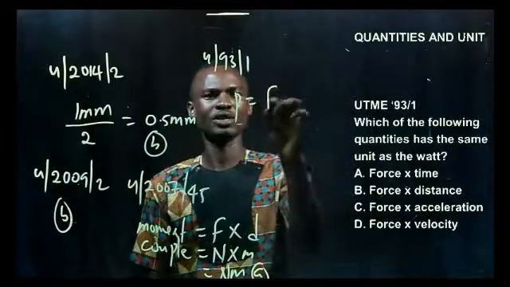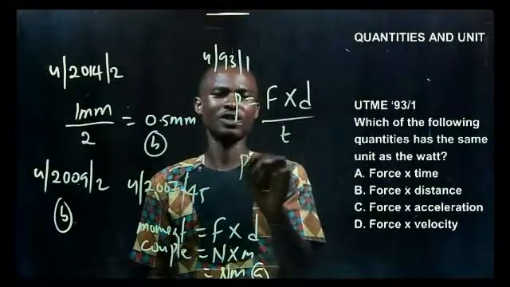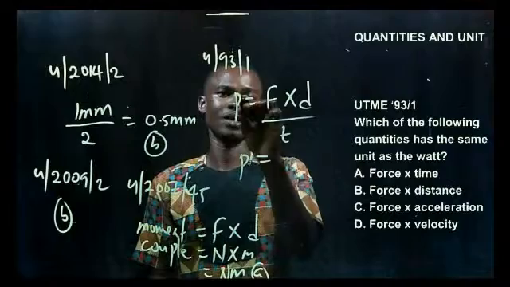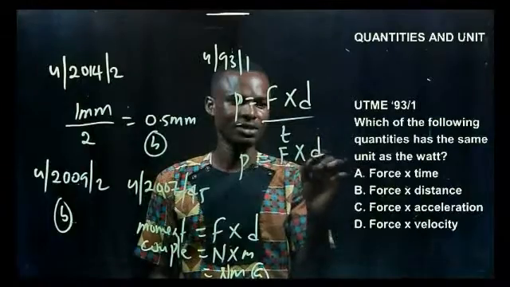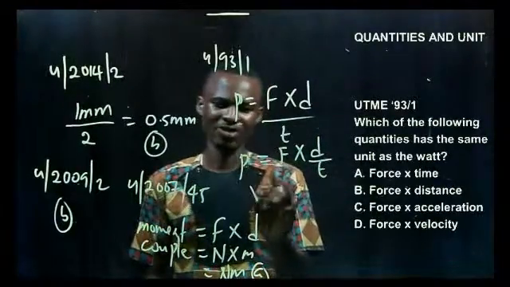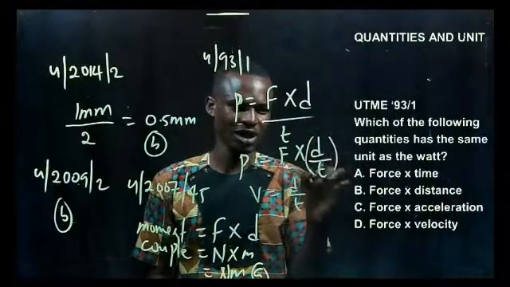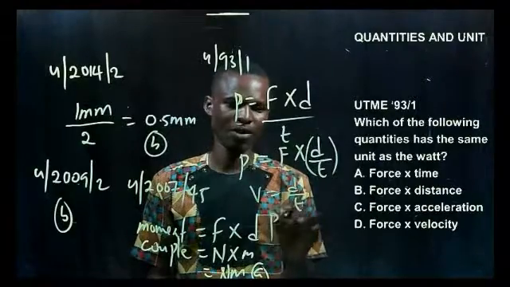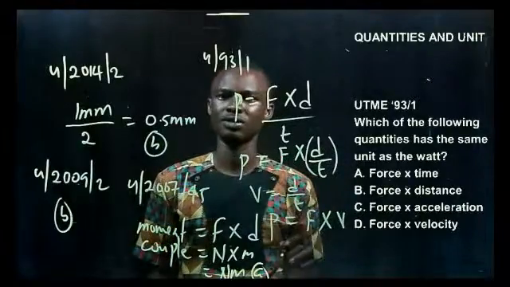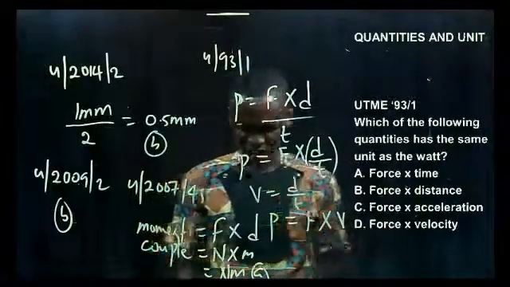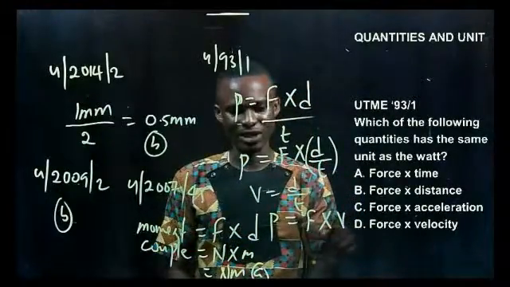Power is force times distance over time. Now we can say force multiplied by distance over time. Recall that velocity is displacement over time. So if you combine this, you can remove distance over time and put velocity there. So your power equals F, which is force, multiplied by velocity. That's very easy to cope with. Now if you look at the options, force times time, that's option A. We are looking for force times velocity.